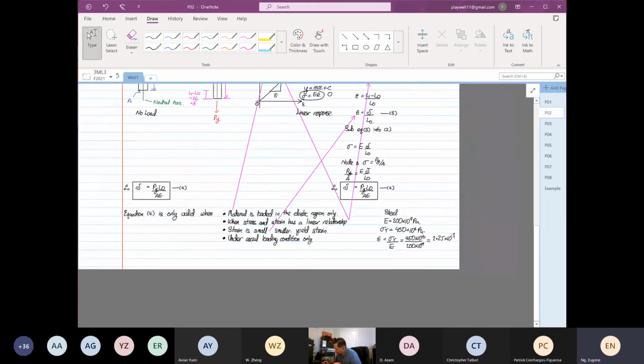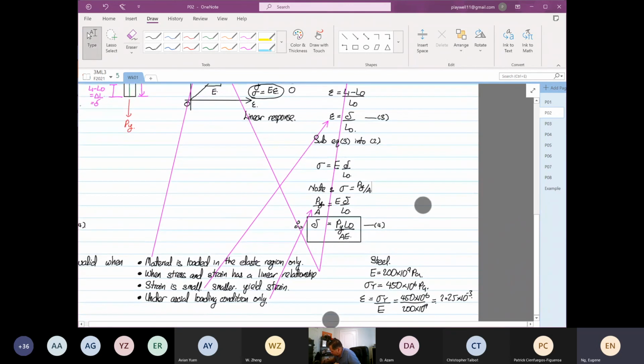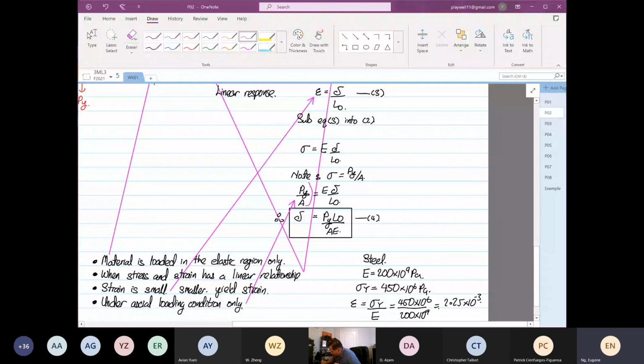And then the final condition is under axial loading condition only. Where did that come from? That comes from the formula that we just applied, P_y over A. So P_y over A is only valid for axial loading. I'm going to stop recording over here.